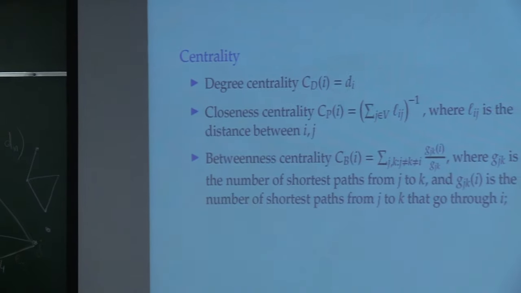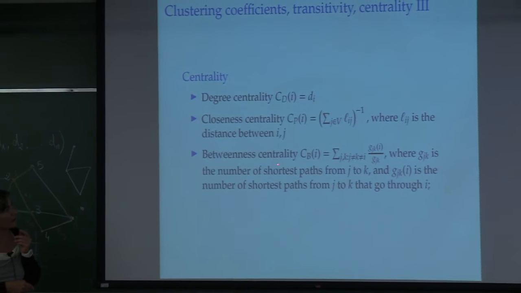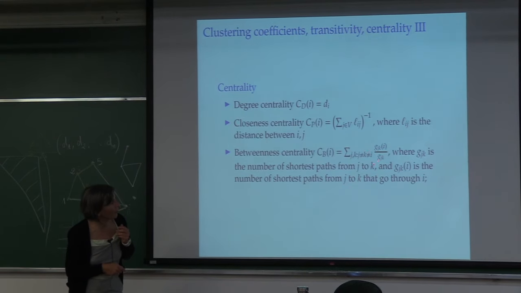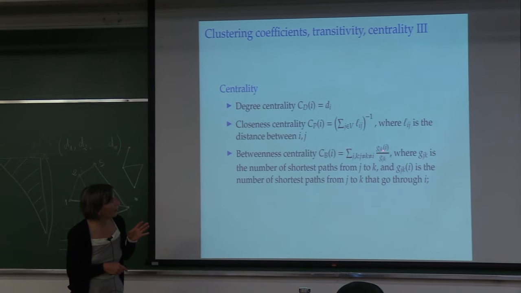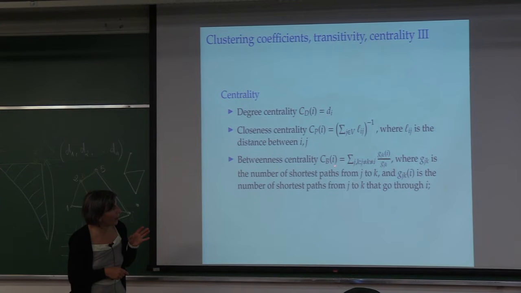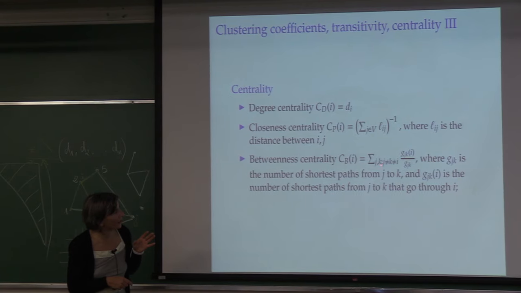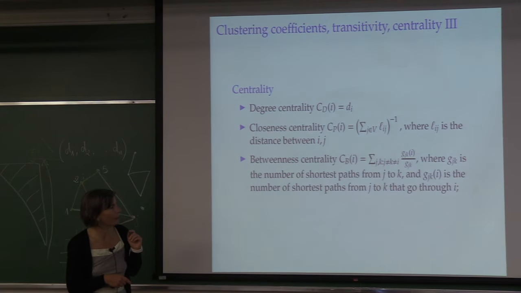Third notion of centrality, it's called betweenness centrality. The betweenness centrality is a little bit tricky, so let me be careful here. I fix the node I, and I look at any other pair of nodes, J and K, that are different from that node I. Then I look at the number of shortest paths from J to K, and the number of shortest paths from J to K that go through I.